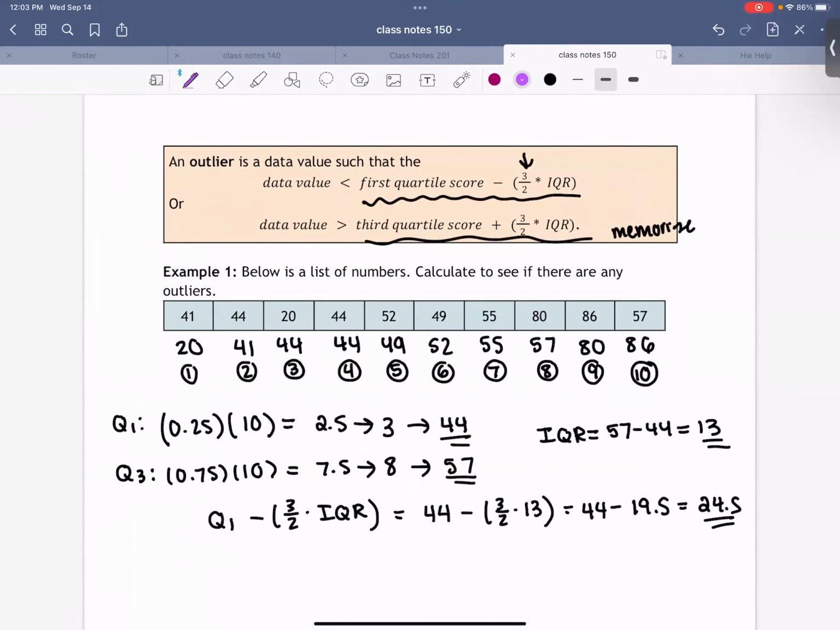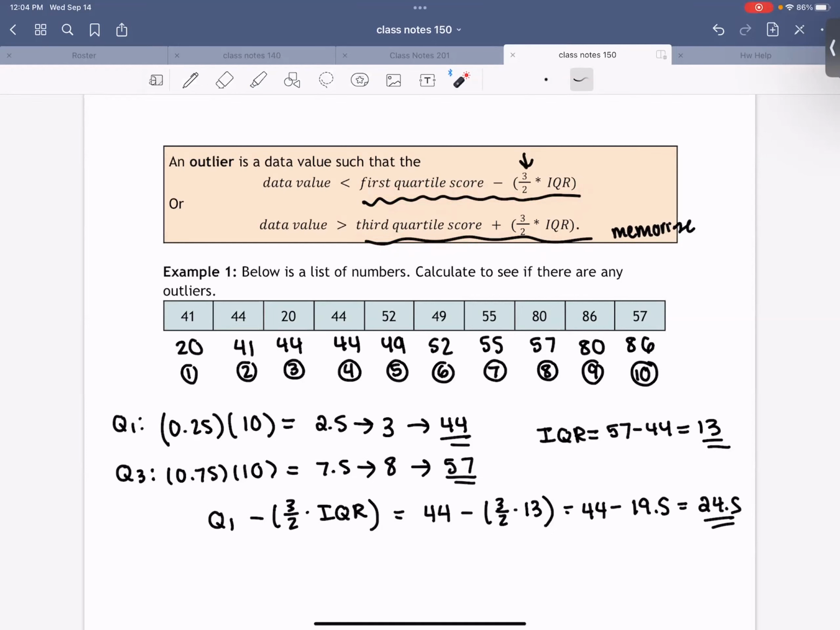The way that we found them was people sat in a room and decided, okay, what constitutes an outlier and what doesn't? And they came up with the magic number 3/2, which is a multiplier that determines if something's an outlier or not. We have two formulas that we needed to memorize for the outliers. The first one was to take the first quartile and subtract off 3/2 times the IQR. The second one was taking the third quartile and adding 3/2 times the IQR.